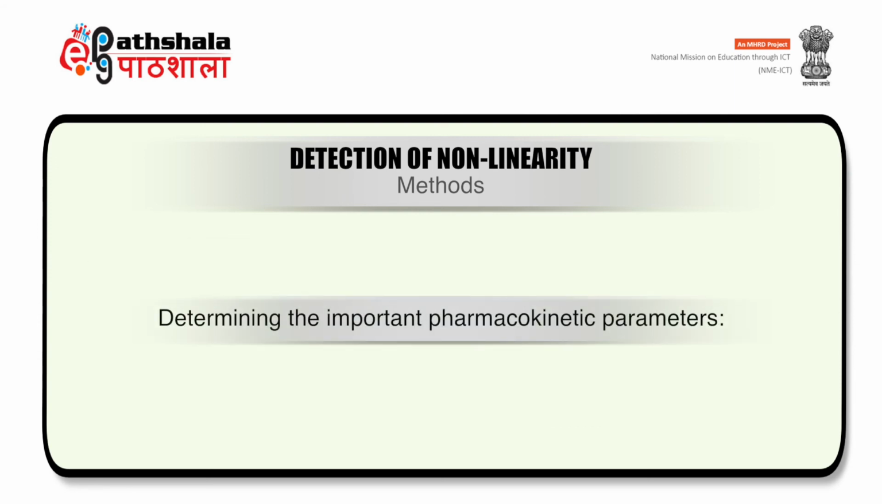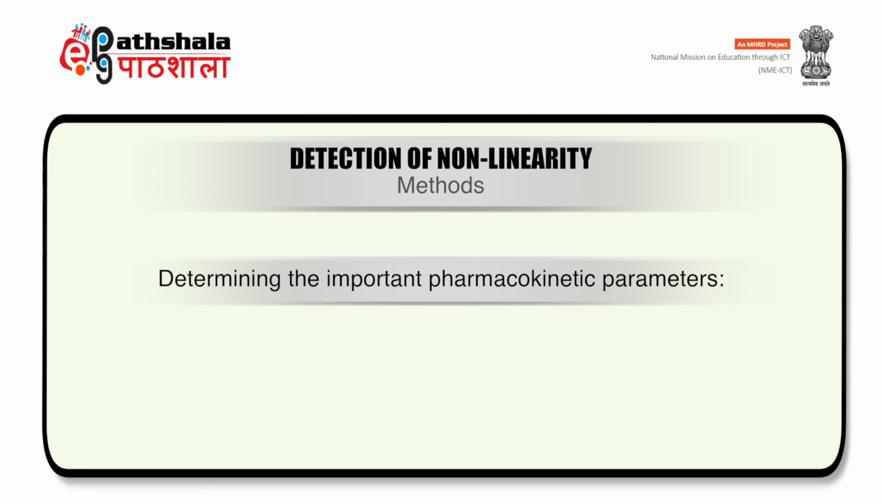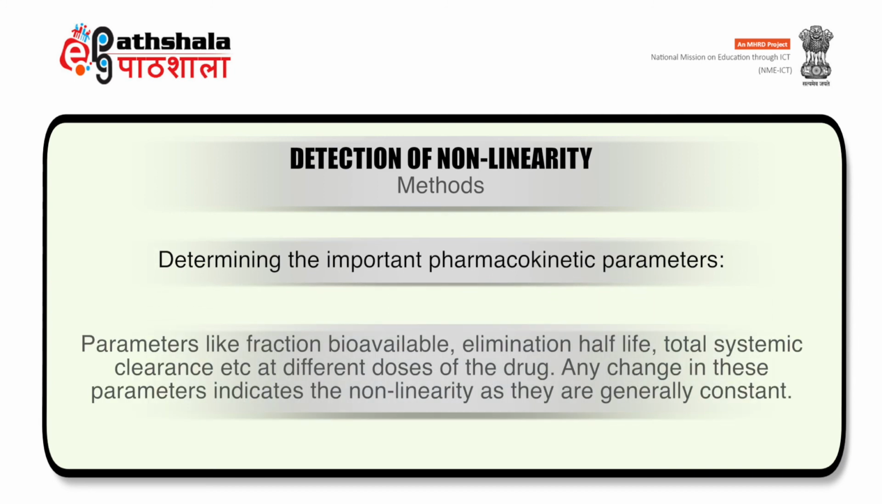Number two, determining the important pharmacokinetic parameters like fraction bioavailable, elimination half-life, total systemic clearance, etc., at different doses of the drug. Any change in these parameters indicates the non-linearity, as they are generally constant.